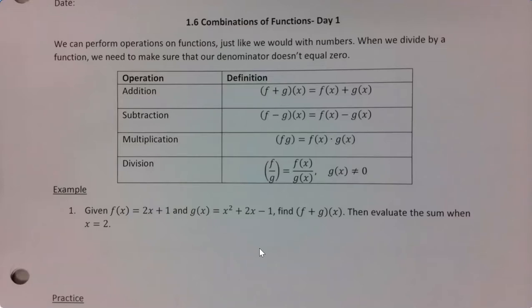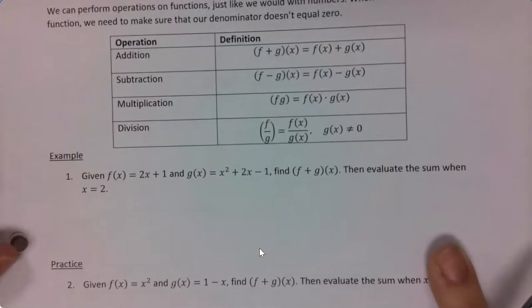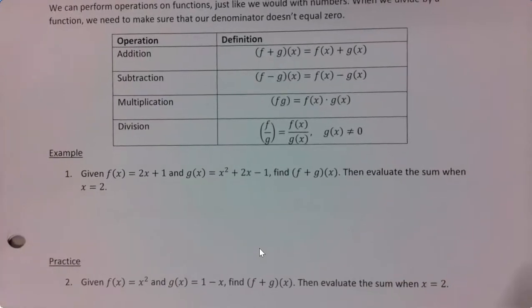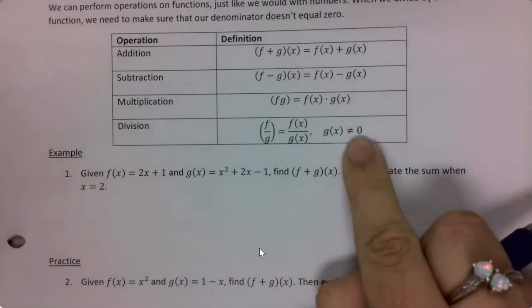Basically, adding is just combining like terms. Subtracting is changing the sign of the second function and combining like terms. Multiplication is just like multiplying two polynomials together, which we've done before. And dividing is writing it as a fraction and simplifying if we can, and also writing our domain restriction.